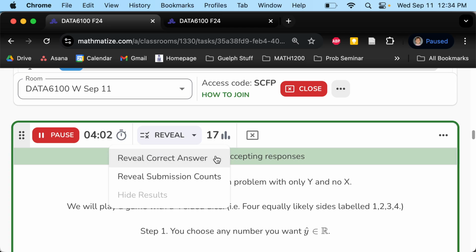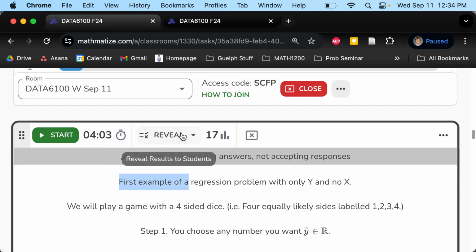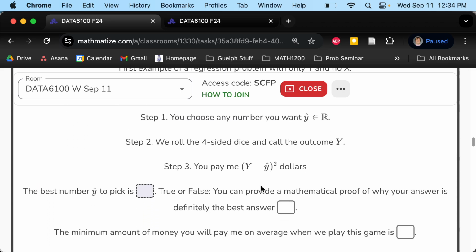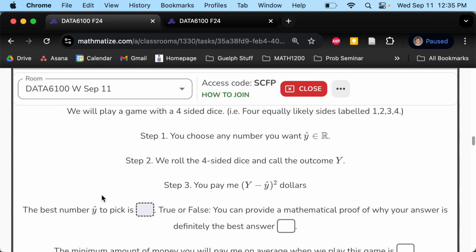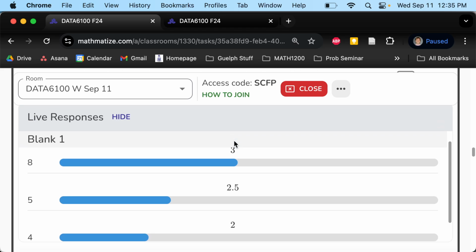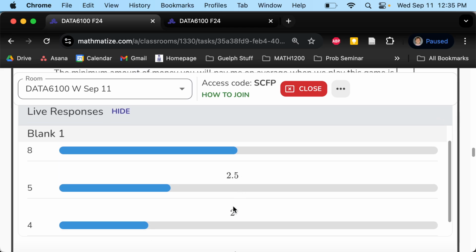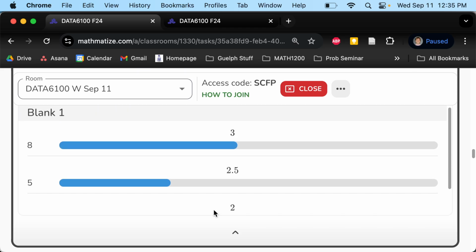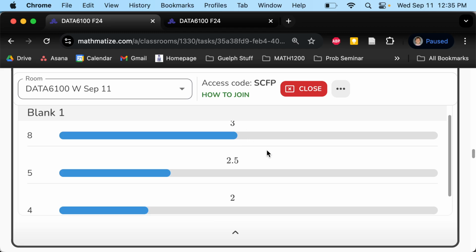Reveal counts. Oh no, that's not what I want. Oh no, reveal counts. Okay, what do people say? The best number y hat is, and people said, 8 people said 3, 5 people said 2.5, 4 people said 2. So is it 3 or 2.5 or 2? Those are the 3 things people picked. All right.